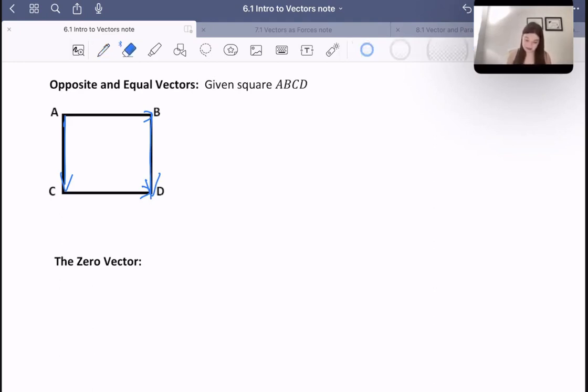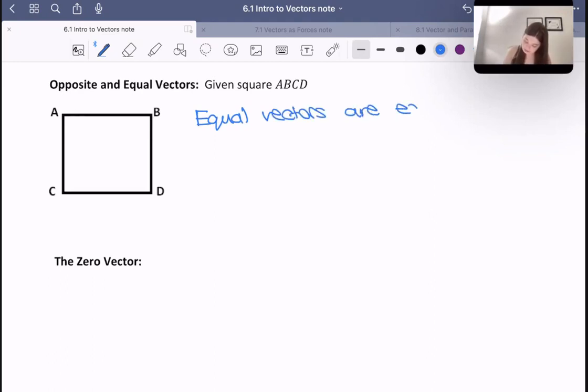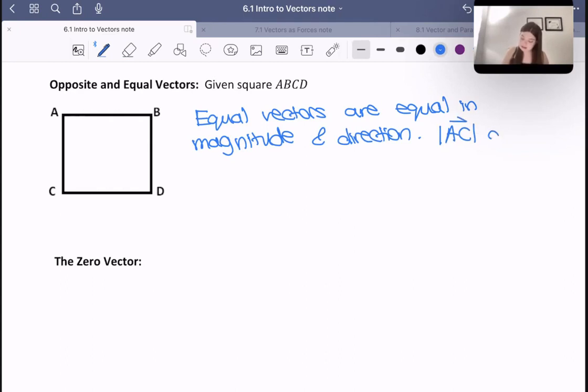Good. So let's write some formal definitions down here. So we have equal vectors, which are equal in magnitude and direction. Okay, so let's give some examples. Let's say AC and BD. I'm just making sure I got them in the right order and don't mix those up. Are equal vectors. Okay, so that's my first point there.